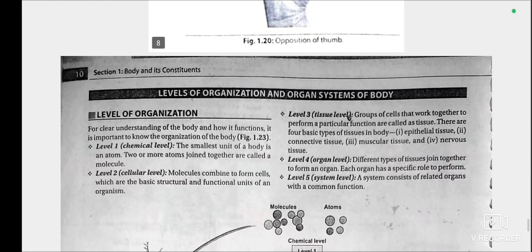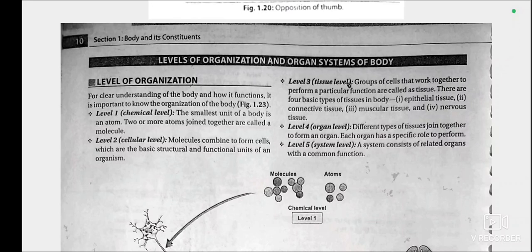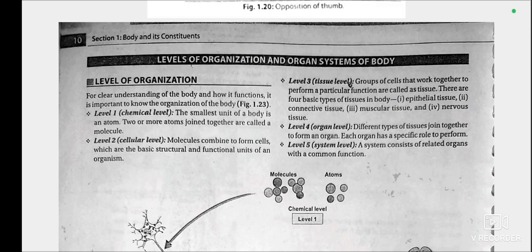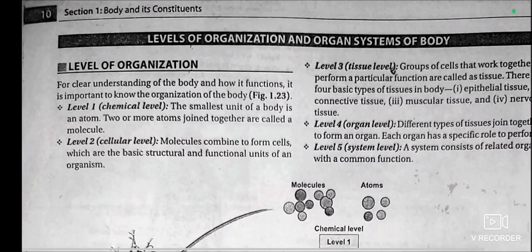Okay, the next topic is levels of organization and organ systems of the body. How the body organ systems are formed, how the body parts are formed, and at which level they are formed. You can see the levels of organization. For a clear understanding of the body and how it functions, it is important to know the organization of the body. We have to know it to understand how our body functions.